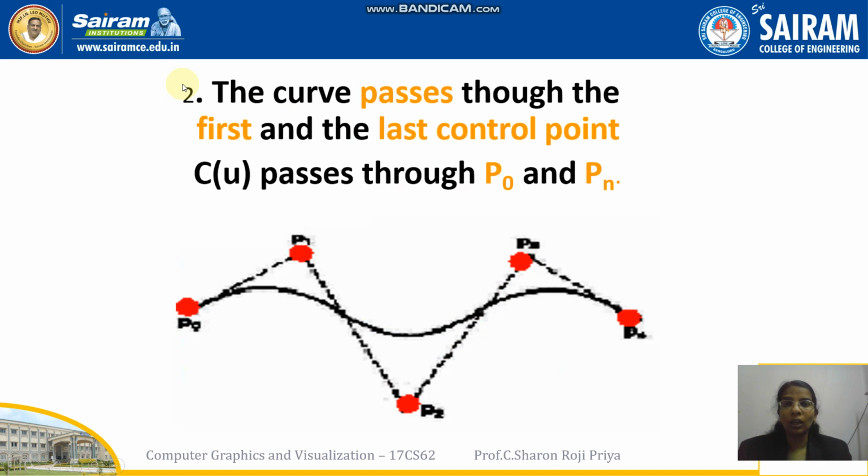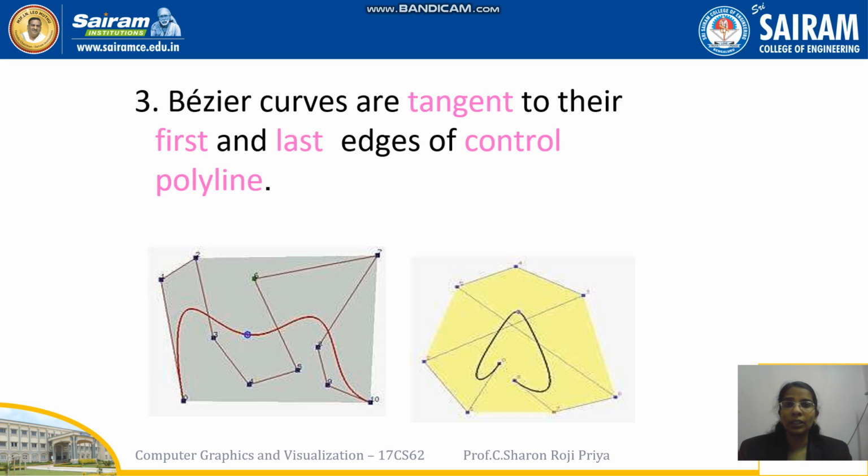The second property of my Bezier curve is that the curve passes through the first and the last control point. Next, as I told, I'll be drawing the Bezier curve with the help of control points and tangents. Draw the tangent and draw the curve so that the curve just touches my tangent. It should not overlap. It should just touch the tangent and reach my ending control point.